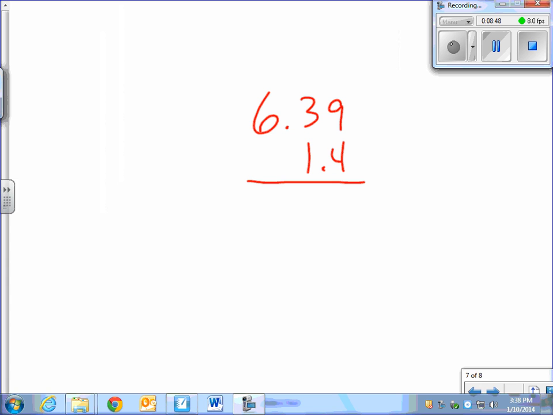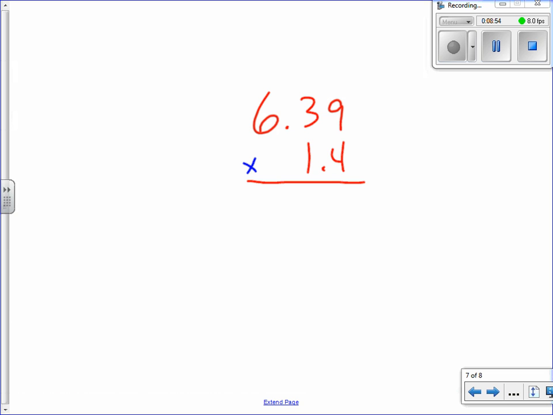All right, so here's what we have. I have 6 and 39 hundredths times 1 and 4/10. Now remember, you do not line the decimals up when you multiply. We just kind of line up digits. Okay, so we're going to show this.